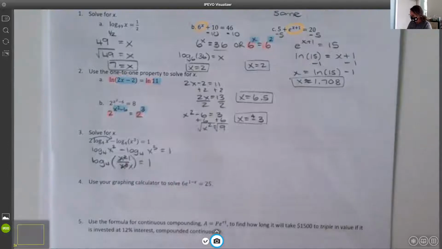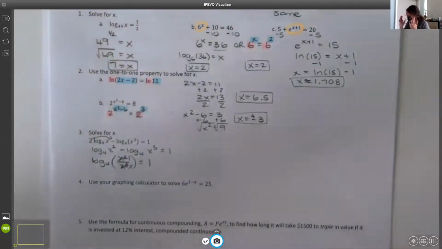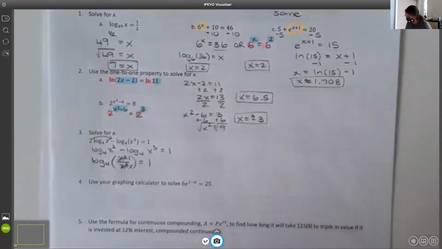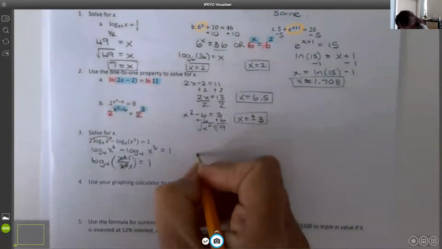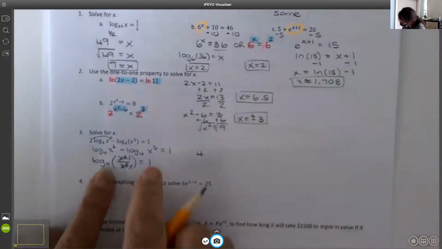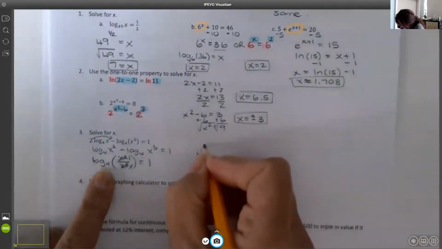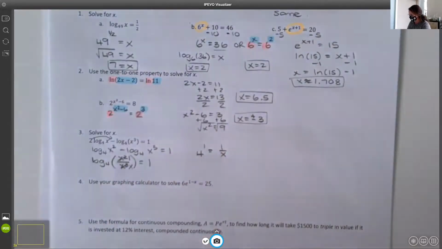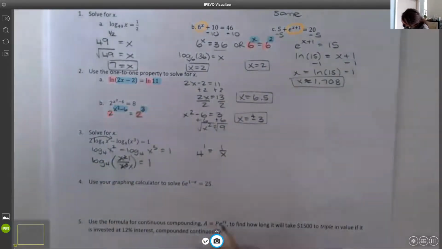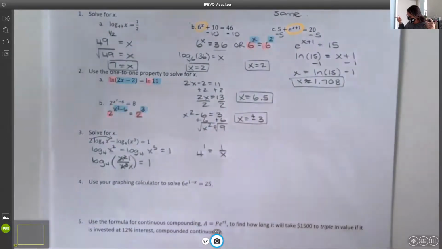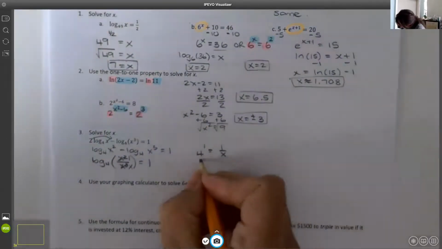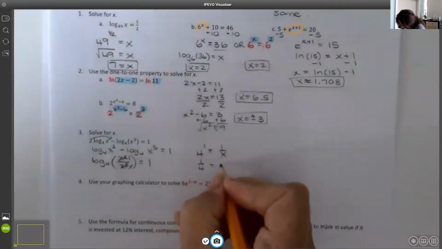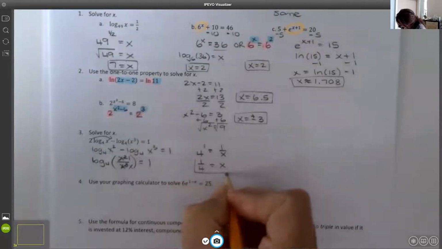And so once I've written it as a single log, now I can rewrite it in exponential form because I want to try and get this x out of there. So I'm going to have 4 is my base. This is going to become my exponent, and it's equal to 1 over x. So if 4 is equal to 1 over x, if I just take the reciprocal of both sides, I'm going to get 1/4 is equal to x.